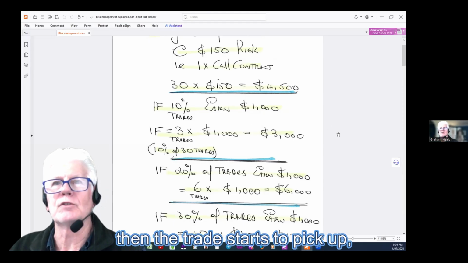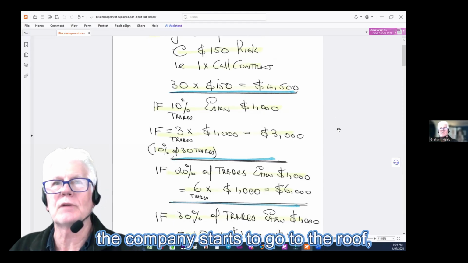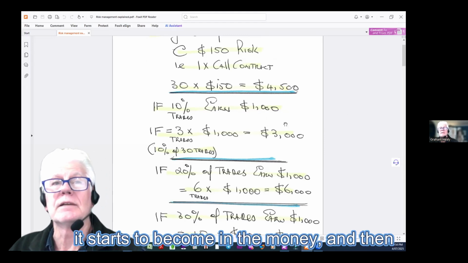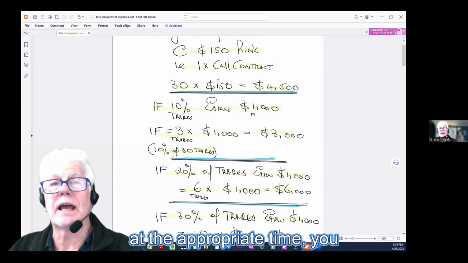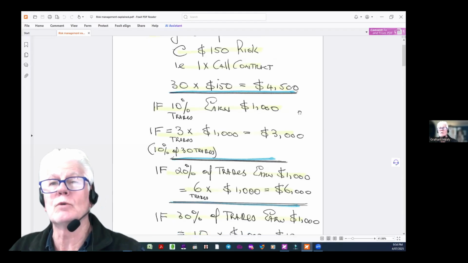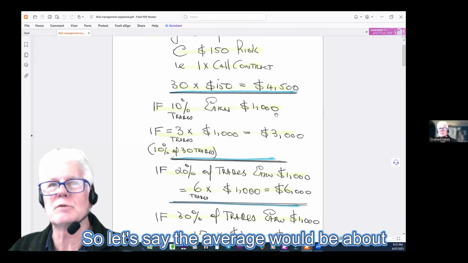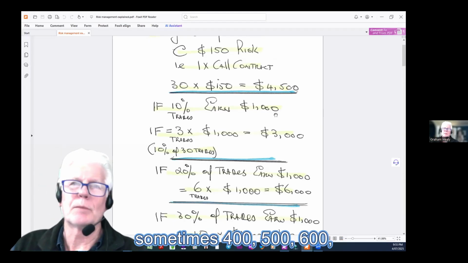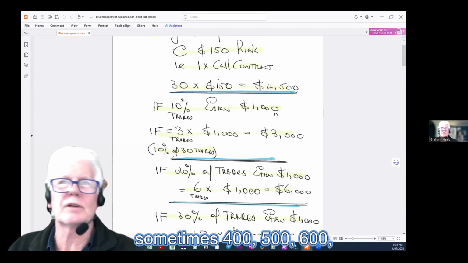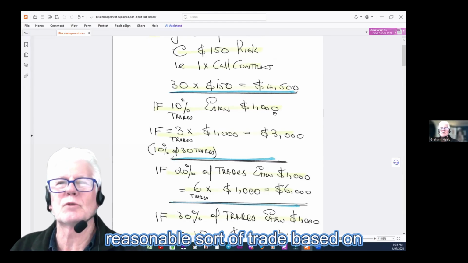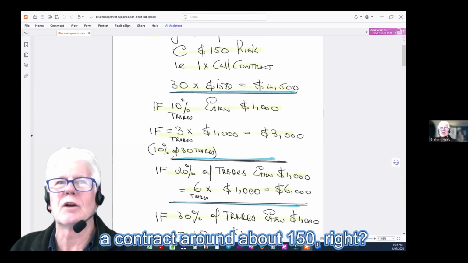And then the trade starts to pick up. The company starts to go to the roof, and it starts to gain money, or as they say, in the money. It starts to become in the money, and then at the appropriate time, you sell that particular contract. So let's say the average would be about $1,000, sometimes 400, 500, 600, but around 800 to 1,000 is a reasonable trade based on a contract of around 150, right?